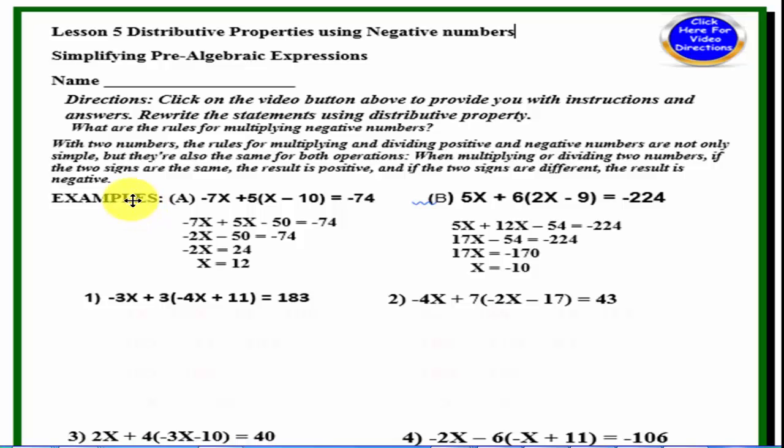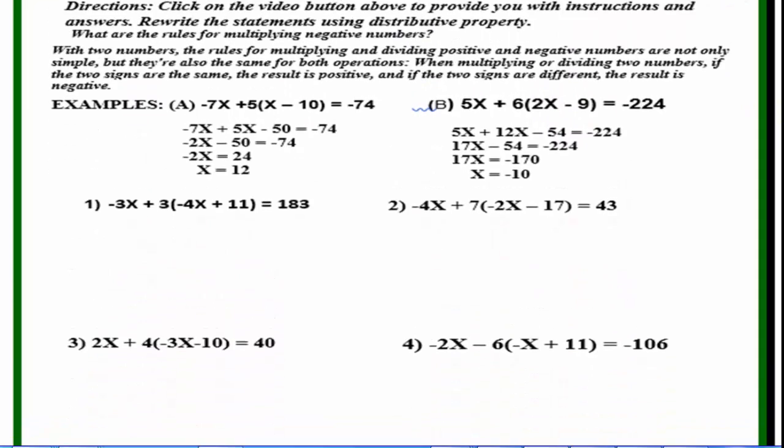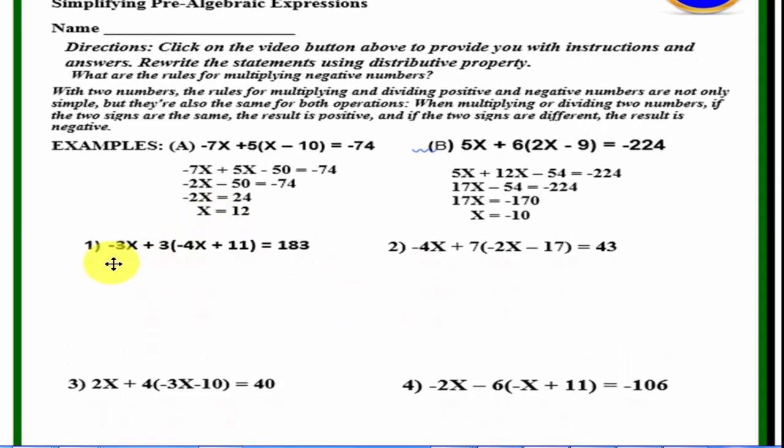Now what we've done here, we've provided for you two examples plus 4 problems, because we figured we'd give you enough space here to figure out the answers, okay? But let's look at example A. Here we have negative 7x plus 5 times x minus 10 equals negative 74. Okay, so here's your negative 7x, plus 5 times x is plus 5x, minus, and this is a negative 10, so minus 50 equals negative 74.